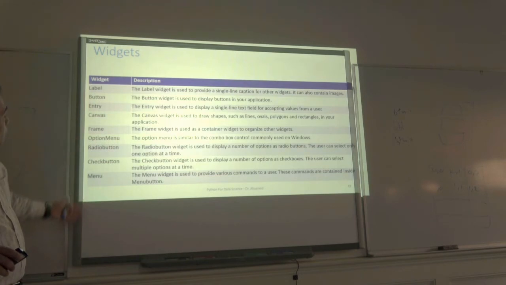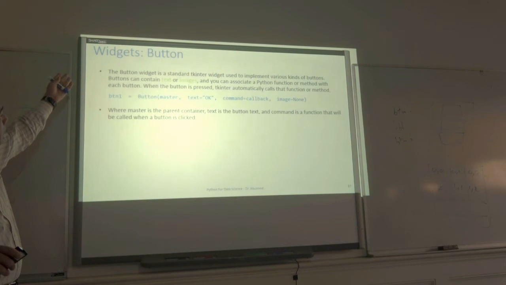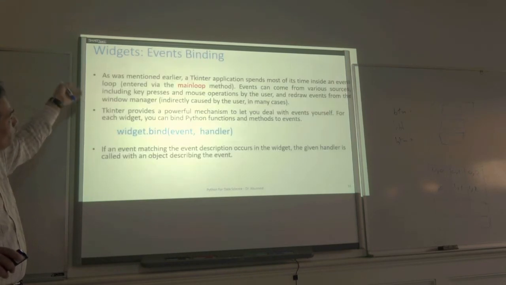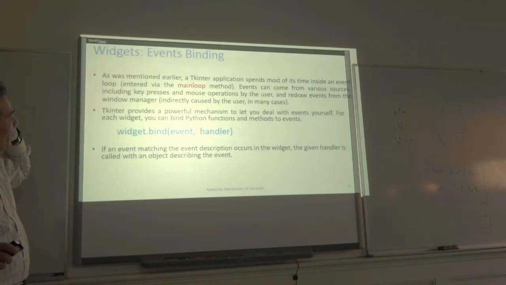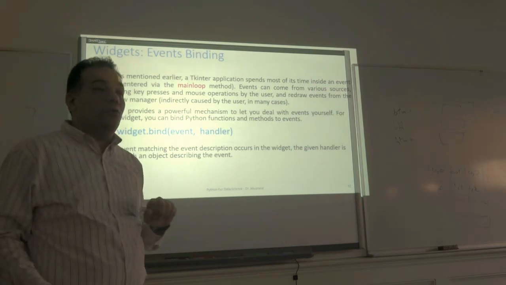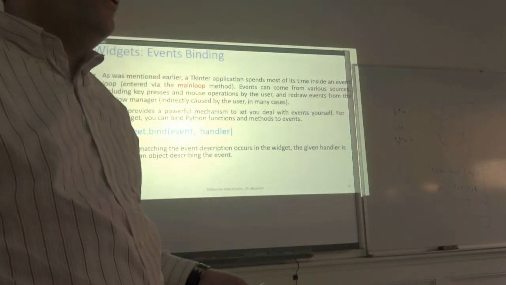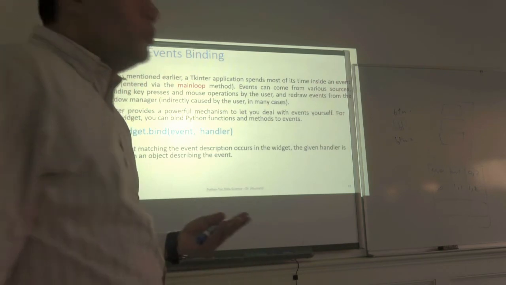So, widgets: the label, the button, the entry, canvas, frame, static drawing, events binding. Okay, for events binding, what do we have? How to handle the event, you know. So for example, mouse over the window, what do you do? Clicking a mouse in a certain place, what do you do? That's an event. So how do you handle it? All right, what do you do with the action?